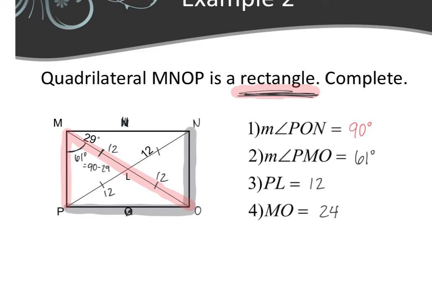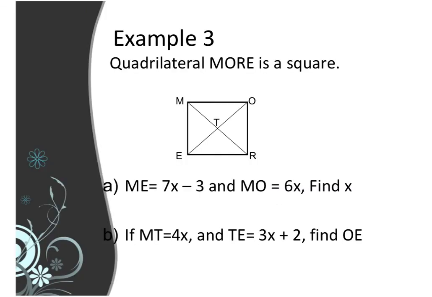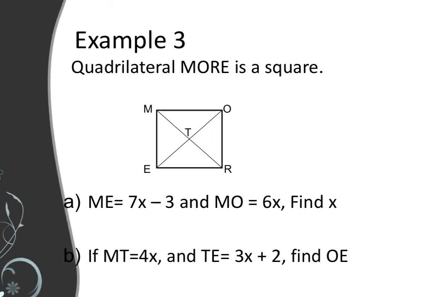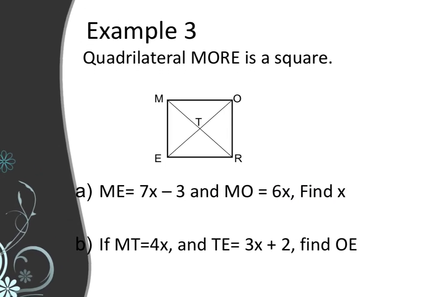Okay, are we good? All right, moving on. Quadrilateral MORE is a square. Woo, it's a square. We get to use all of the theorems, okay? Highlight square. If ME is 7x minus 3 and MO is 6x, how do we find x?